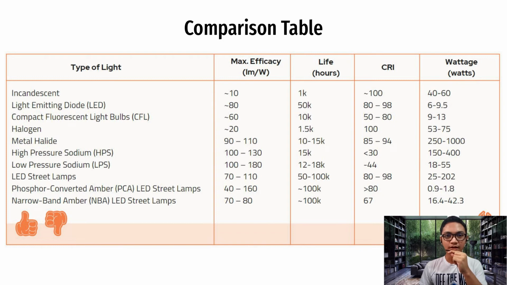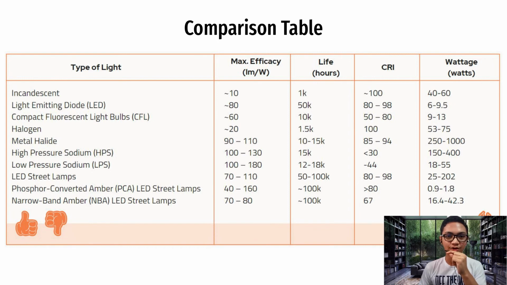Having a quick look at this comparison table, we will immediately notice that the incandescent light appears to be inferior to the rest in terms of maximum efficacy, which is measured in lumens per watt. Its approximated efficacy is 10, while the rest are substantially higher than 10, namely 80 for LED, 60 for compact fluorescent light bulbs or CFLs, 20 for halogens, and so on.